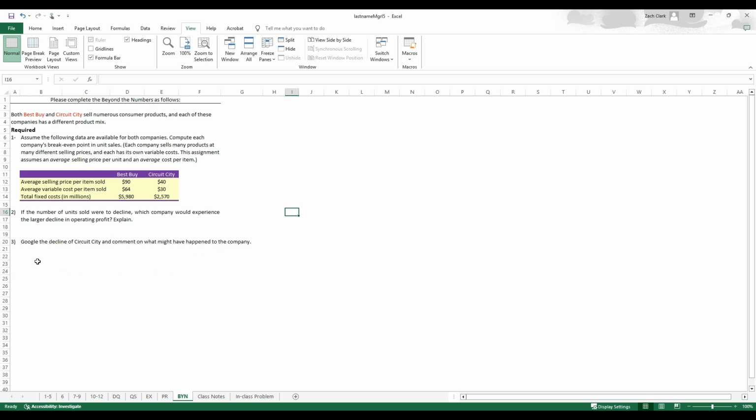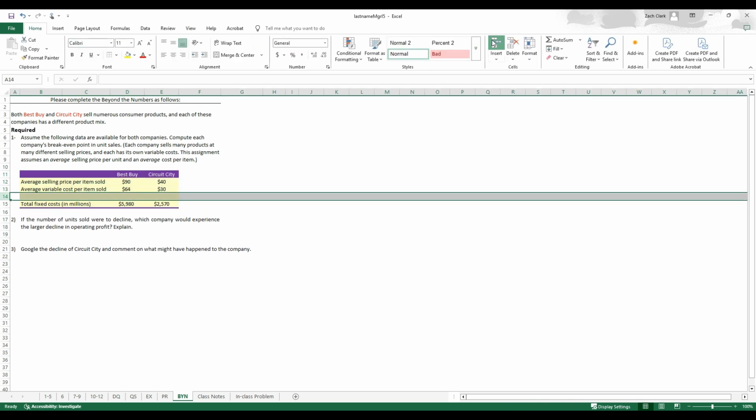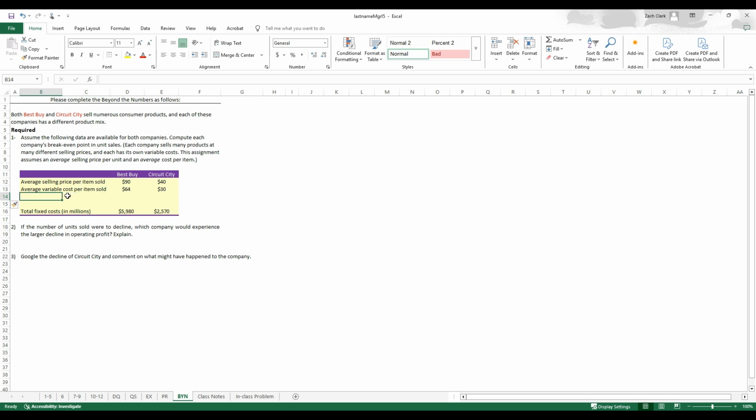Okay, so let's get started here. Let's see what it tells us. We've got average selling price, average cost, fixed cost. So, all right, let's see. How do I want to do this? I'm just going to add a couple lines in here. I think the easiest thing to do would be to say average contribution margin.